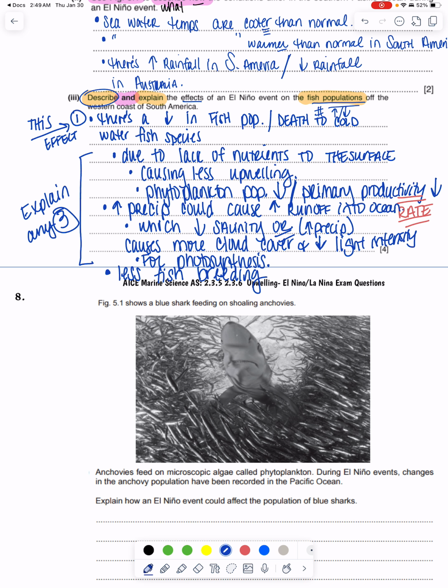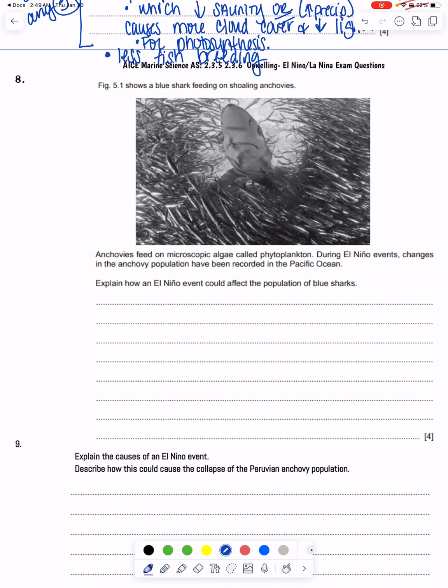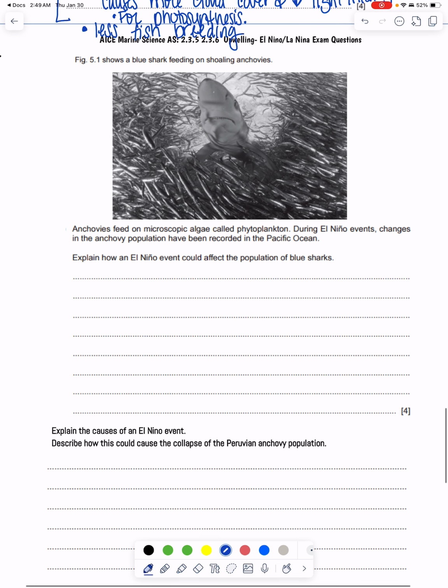Now, I'm just going to jump here really quick. I know you guys don't have this as a copy, but could be a question. Anchovies feed on microscopic algae. Anchovies are your small fish. Called phytoplankton. During El Nino events, there's changes, sorry, sounds vague, and the anchovy population have been recorded. Explain, so why? Explain how the El Nino event could affect the population of blue sharks. And there we have that vague statement again.